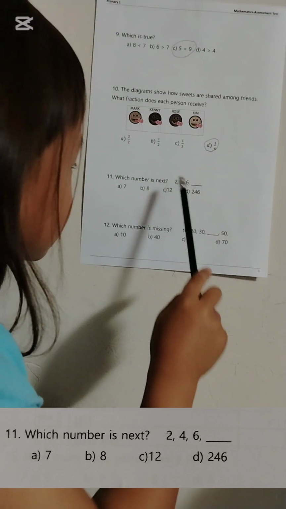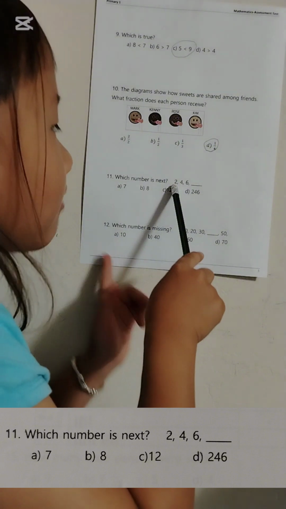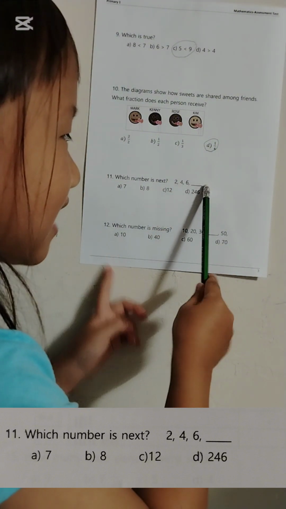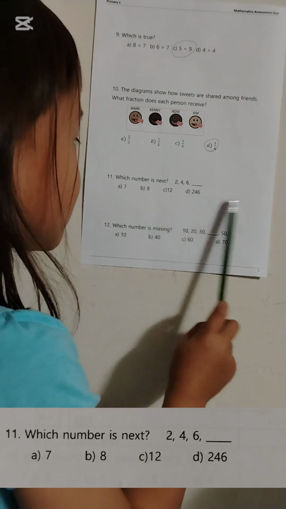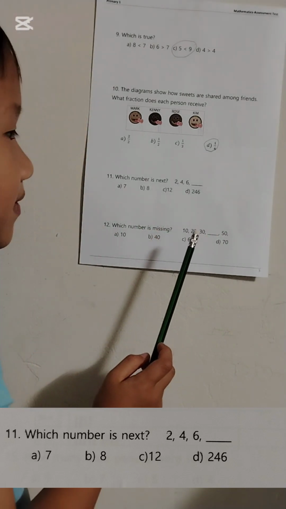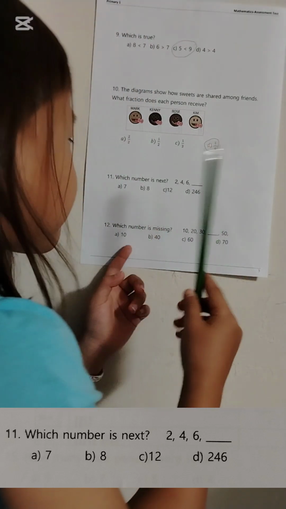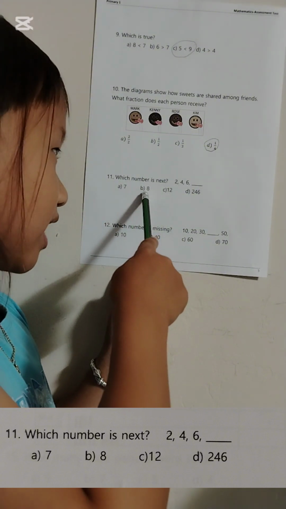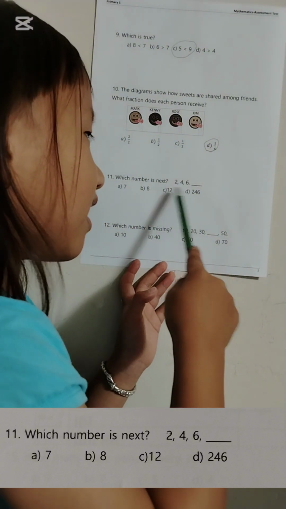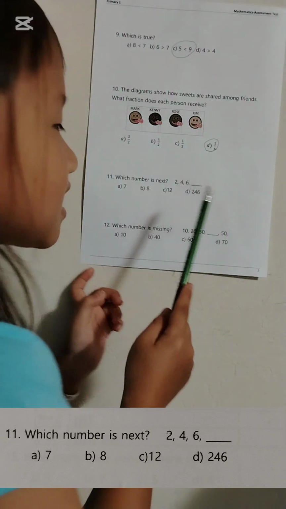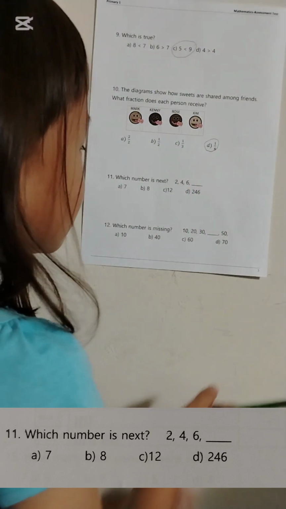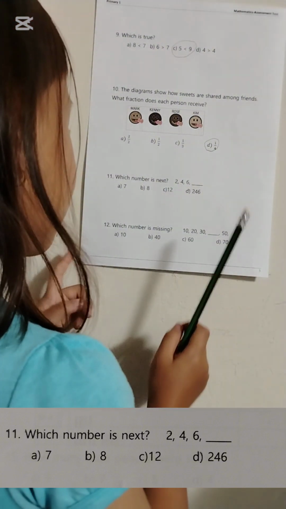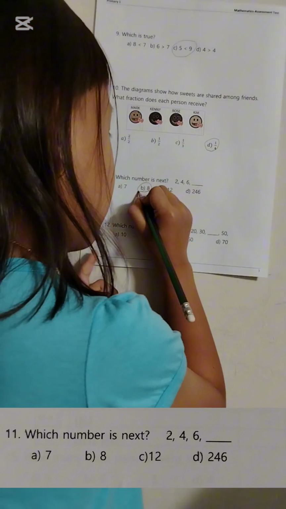Which number is next? So we count by 2. 2, 4, 6, and right here blank. So which one do you think is the correct answer? Right here is 7, here 8, here 12, and here 246. So which one do you think is the correct answer? The correct answer is 8.